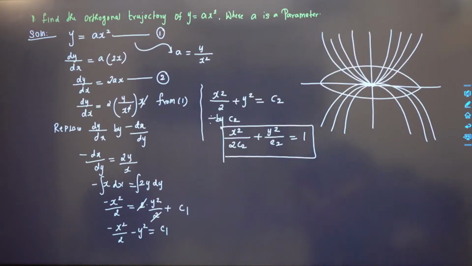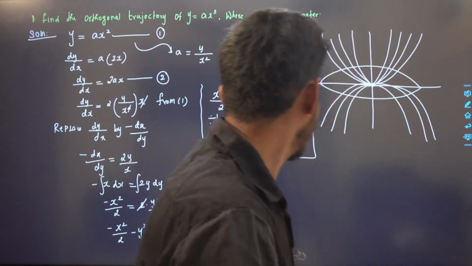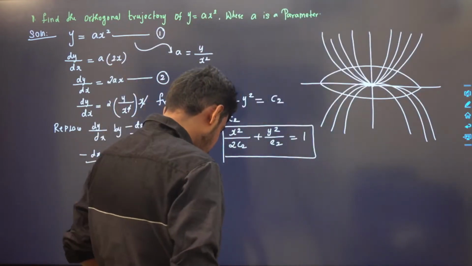Is it clear? Is it clear, right? Very simple. Okay. So we'll move on to the next problem. Find the orthogonal trajectory.